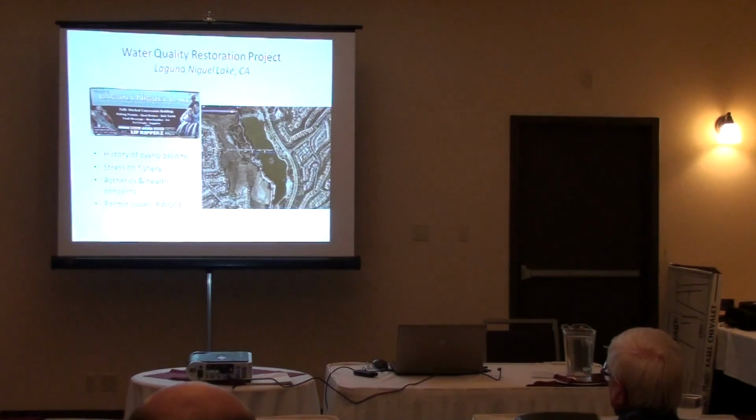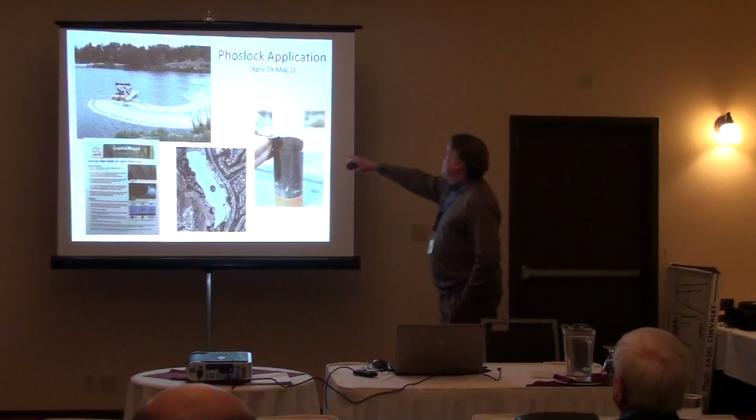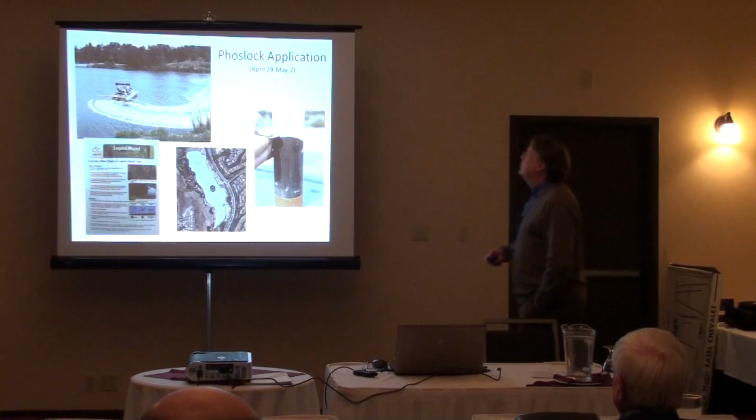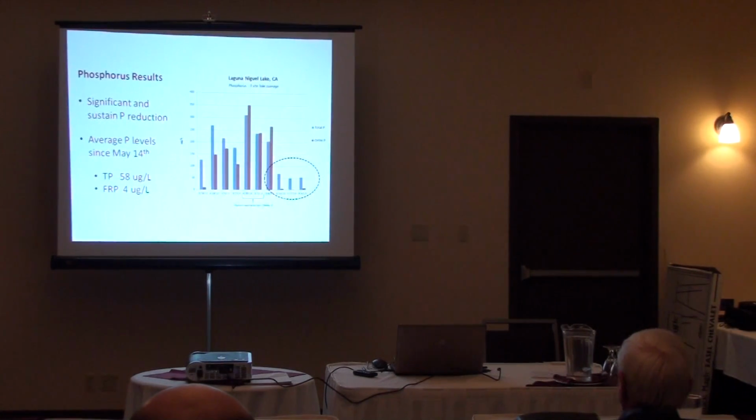One more example, this is a lake down in Southern California. It's about 50 acres. We had to get a permit to do this one, but pretty much the same story. We did an application, we stripped it out. You can see a little bit of the coring that was done, that settles on the surface there, caps it off. And just the same story, phosphorus levels down.